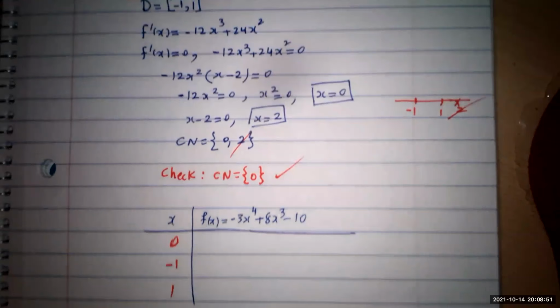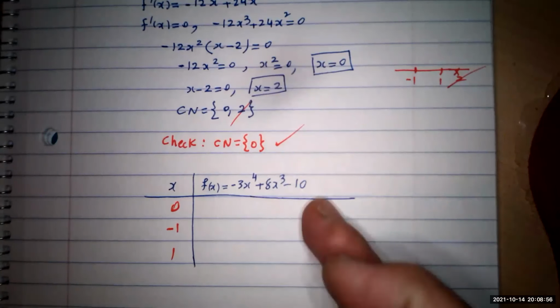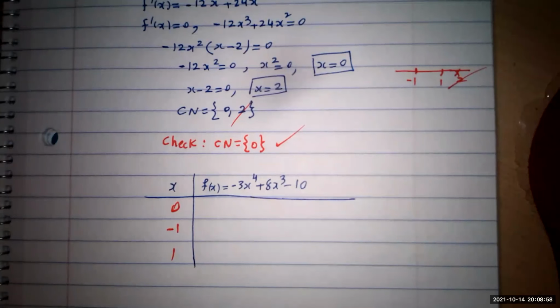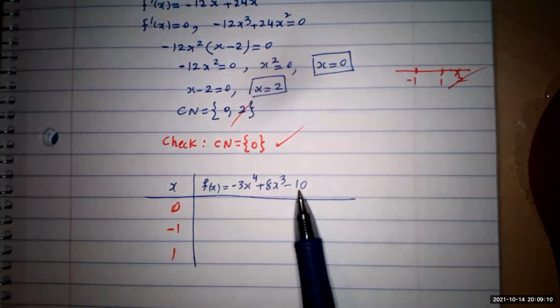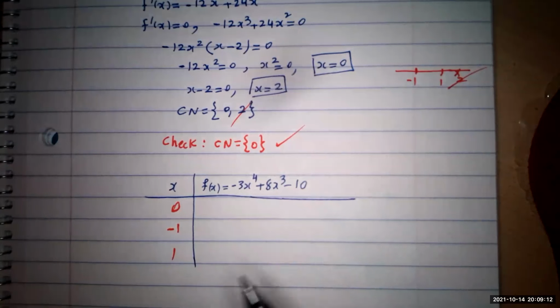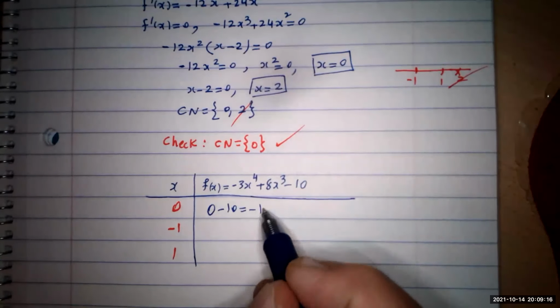So if you bring the 2, it's wrong. Because if you bring the 2 and compare these numbers, you may pick the maximum or the minimum at 2, but 2 is not in the domain of the function, you see? That's why you have to be careful about that part. If you put the 0, it's going to be 0 minus 10, so that gives a negative 10, one number.